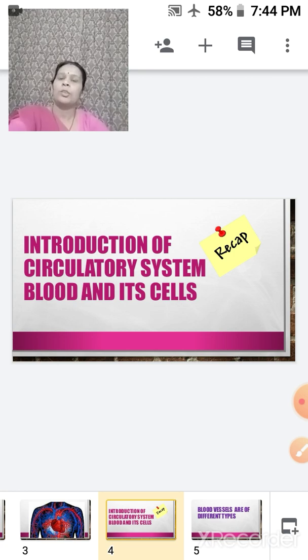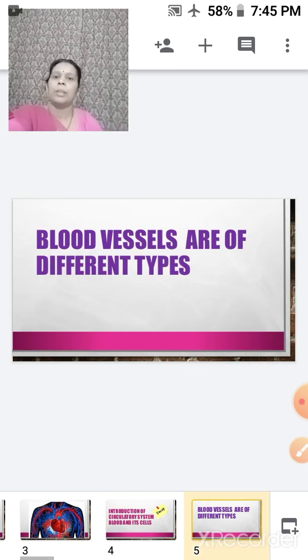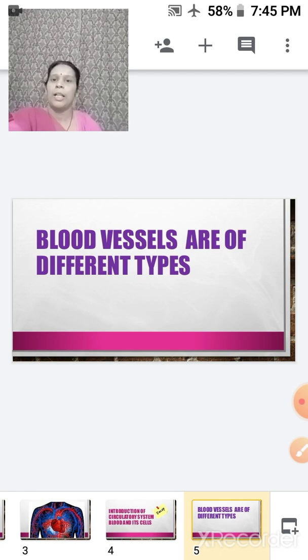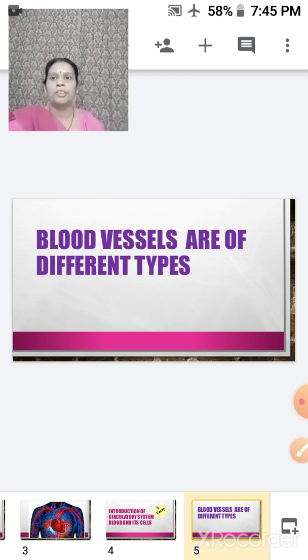So yesterday in our period, we talked about the blood. When we were talking about the blood, I told you about the blood plasma, which is the liquid part, and then I told you about the RBC, that is red blood cells, then the white blood cells and the platelets. Today we will be talking about the blood vessels in which the blood flows. I will tell you about the vessels through which this blood is circulated to each and every part of our body.